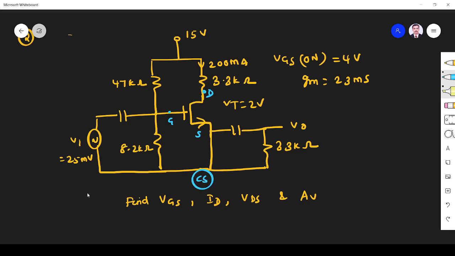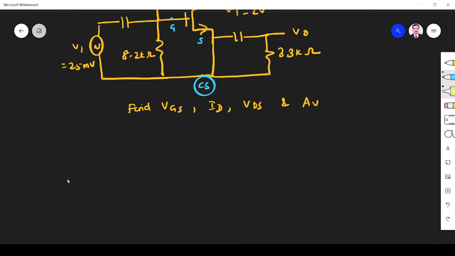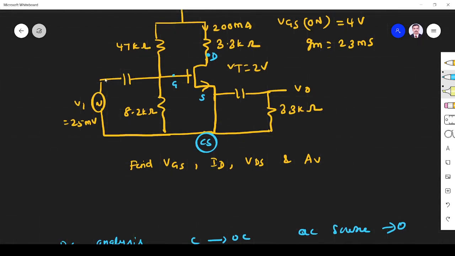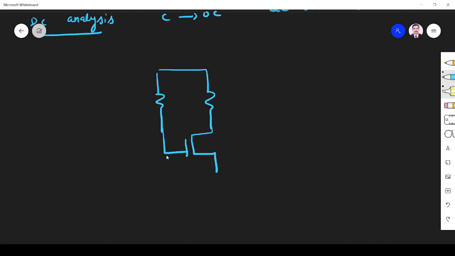First we have to carry out DC analysis. In DC analysis, the capacitor is open circuit and the AC source will be 0. So we have to remove them. This one will go, this one will go. This is short, this is open, so totally it will be removed. So the circuit will be like this, and only we have this. So this is a common source without any source resistor.